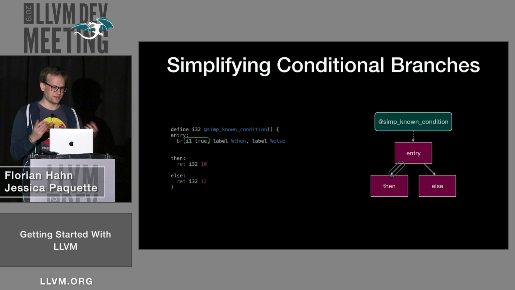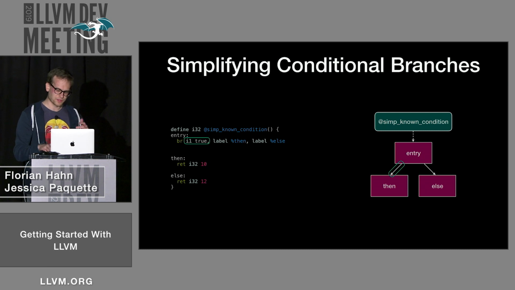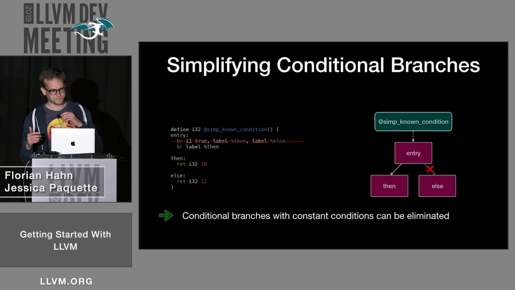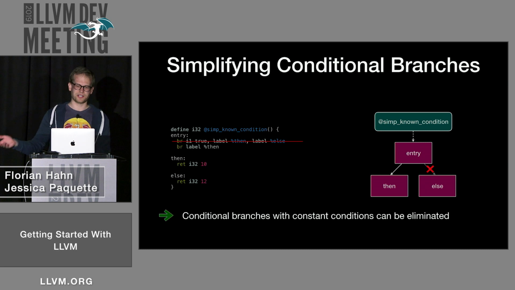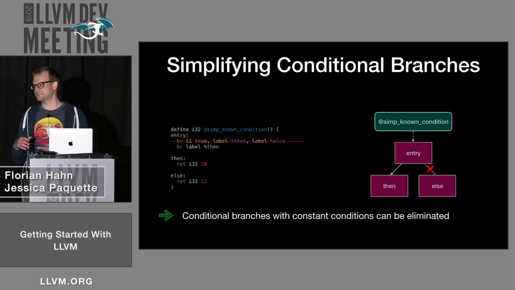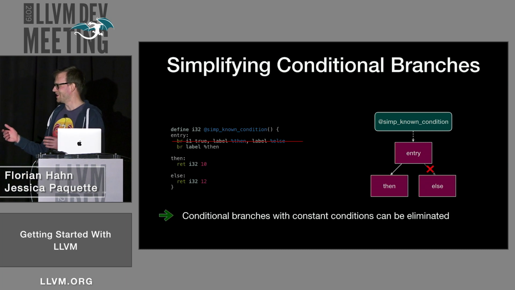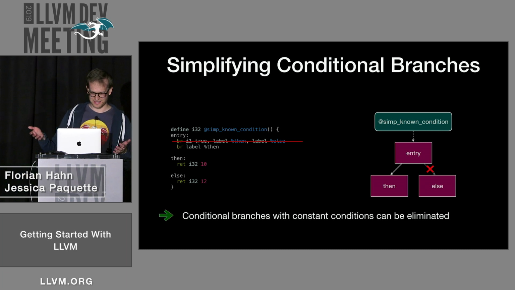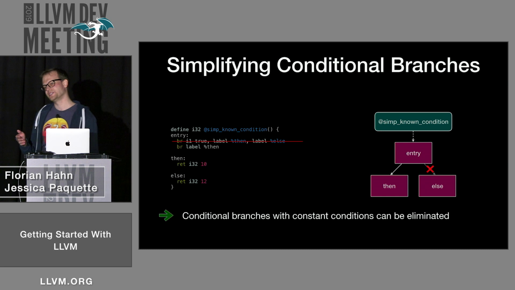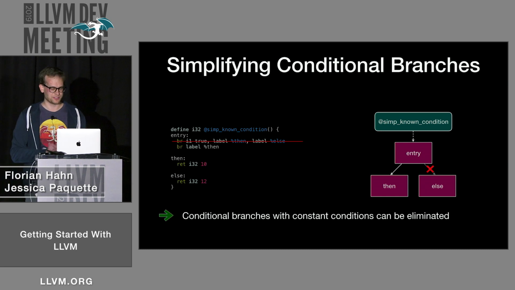So what we really want to do is remove the conditional branch and replace it with an unconditional branch to the then block, because this simplifies our control flow. And in this example, it will also surface another dead block, else, which can then be removed by the earlier transformation.